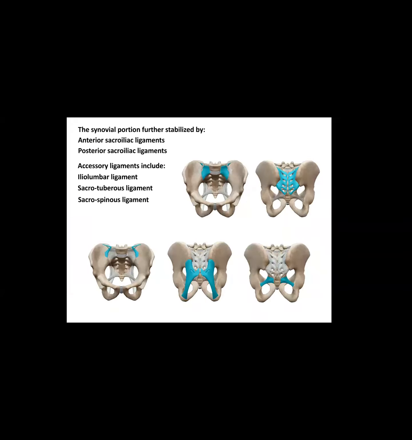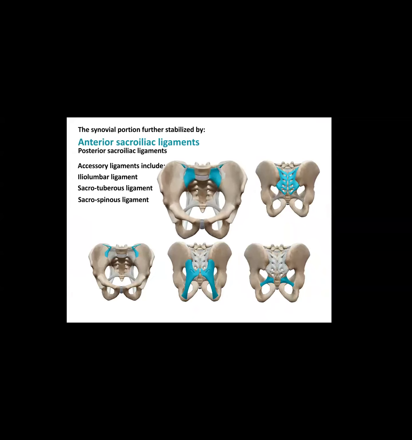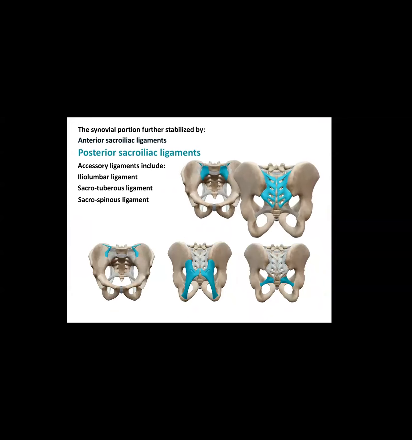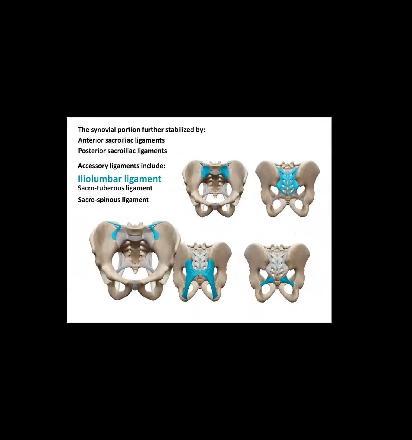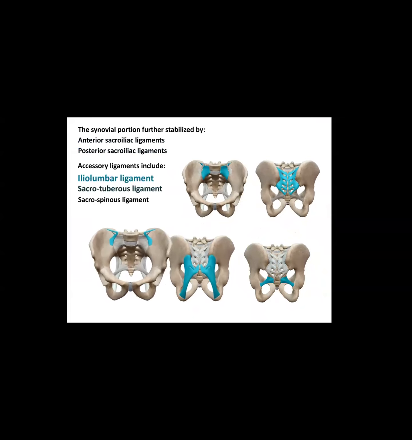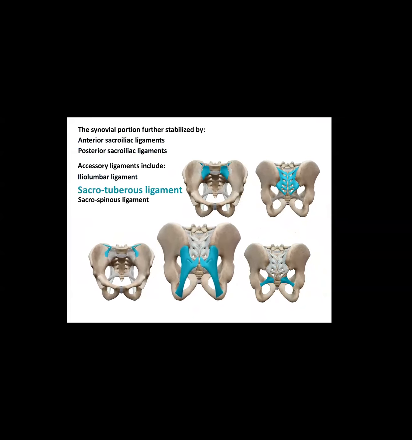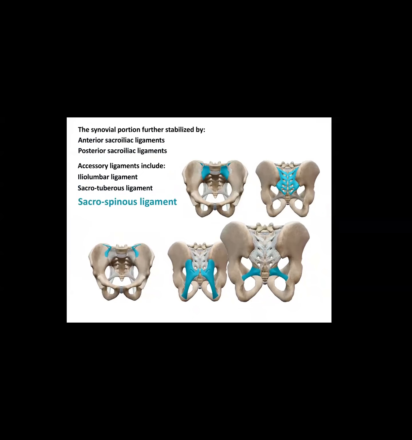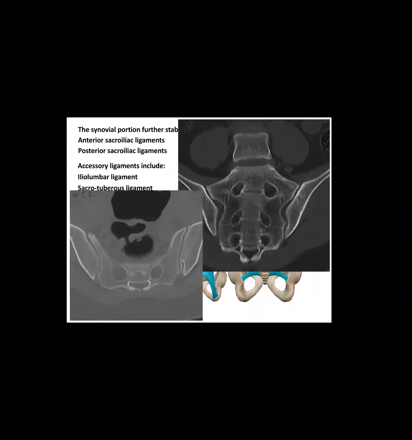The synovial portion is further stabilized by the anterior sacroiliac ligament, posterior sacroiliac ligament, and accessory ligaments, which include the iliolumbar ligament, sacrotuberous ligament, and the sacrospinous ligament. Here, a coronal and an axial CT scan show the sacroiliac joint.